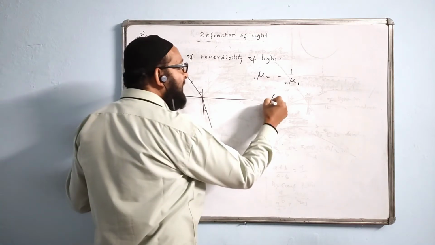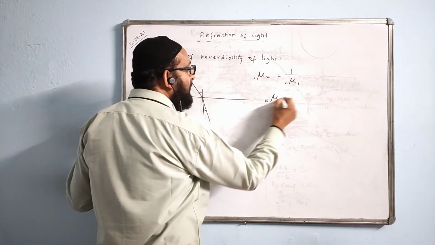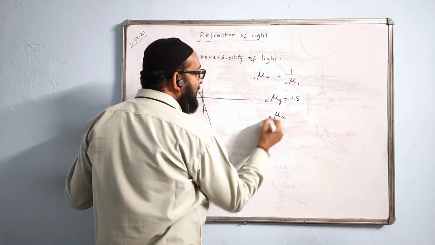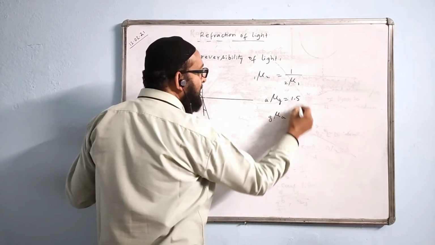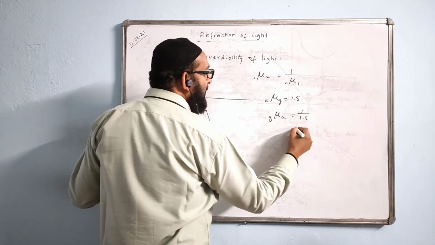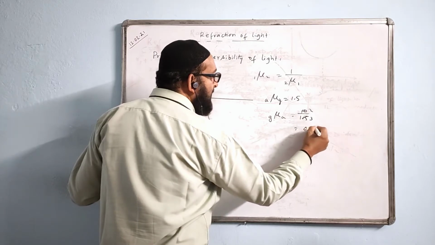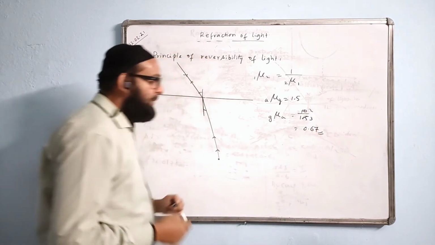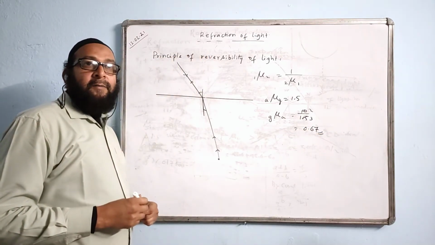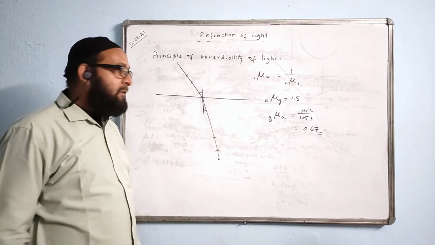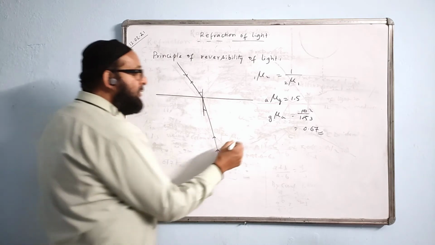Suppose I write refractive index of glass with respect to air is 1.5. What is the value of refractive index of air with respect to glass? It will be just the reciprocal of this, 1 by 1.5. You can cancel, 2 by 3, divide, answer becomes 0.66, 0.67. When you interchange a medium, when you reverse the medium, it becomes reciprocal. So sometimes you may get a fill in the blank question also coming like this.